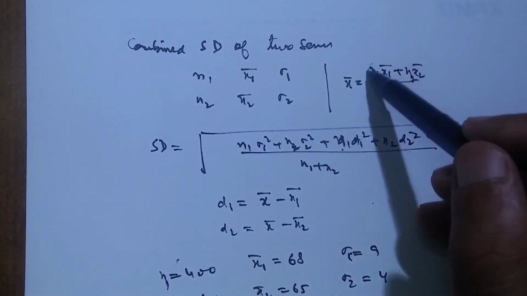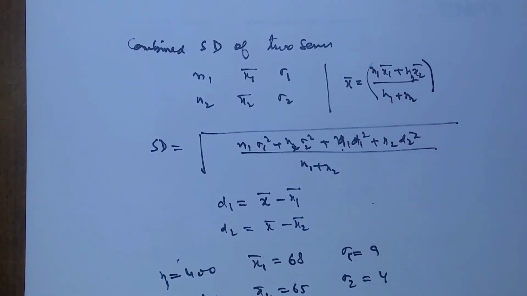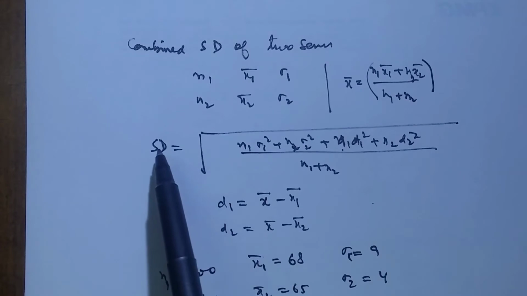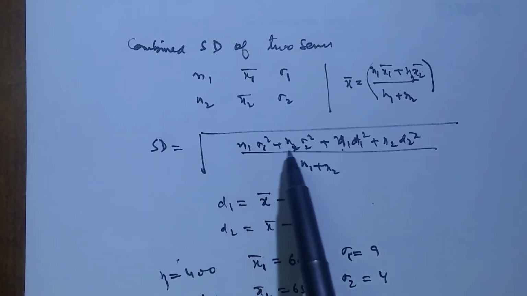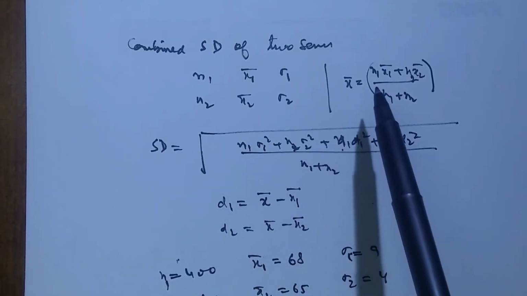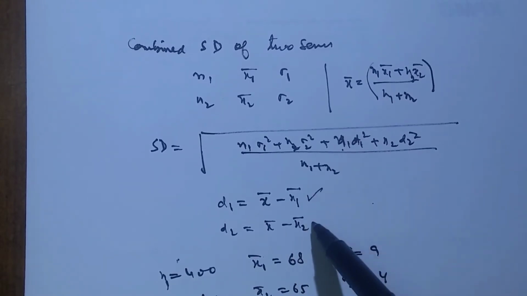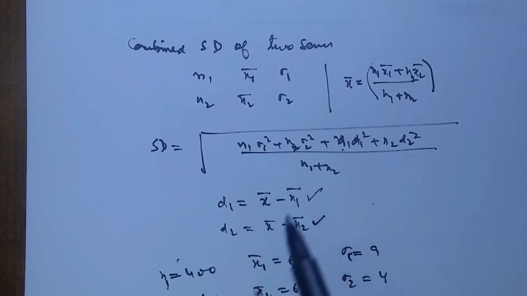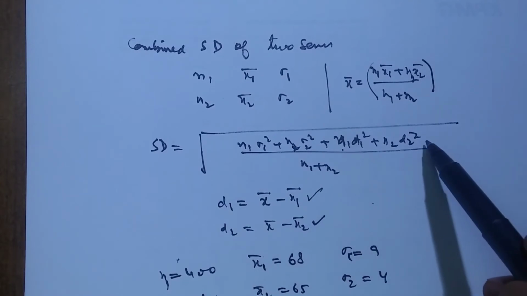First of all, I'll find the combined mean, which we have learned earlier. Then I'll use this formula: n1 sigma1 square plus n2 sigma2 square, plus n1 d1 square. What is d1? This minus this: combined mean minus the mean of the first series. Combined mean minus this one is d2 square.